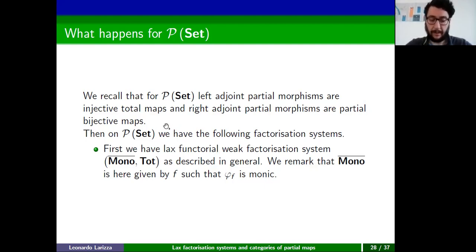And okay, I was saying that we have, as we said before, a lax functorial weak factorization system, actually a lax algebraic weak factorization system, given by mono bar and total maps. Mono bar here is equivalent to having a partial left adjoint, since left adjoints are total, given by a total map and a monomorphism on the function leg. And so we have this lax algebraic weak factorization system.